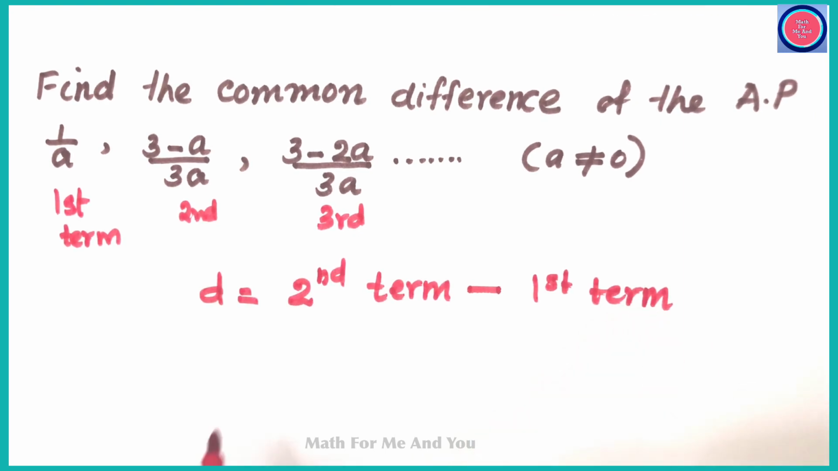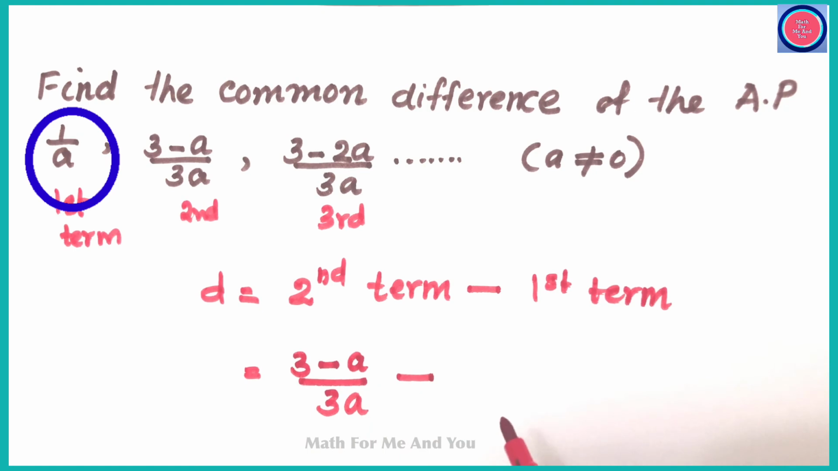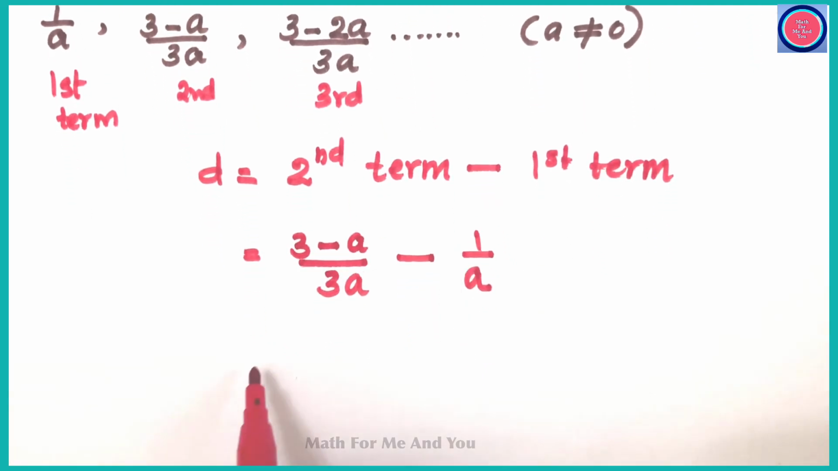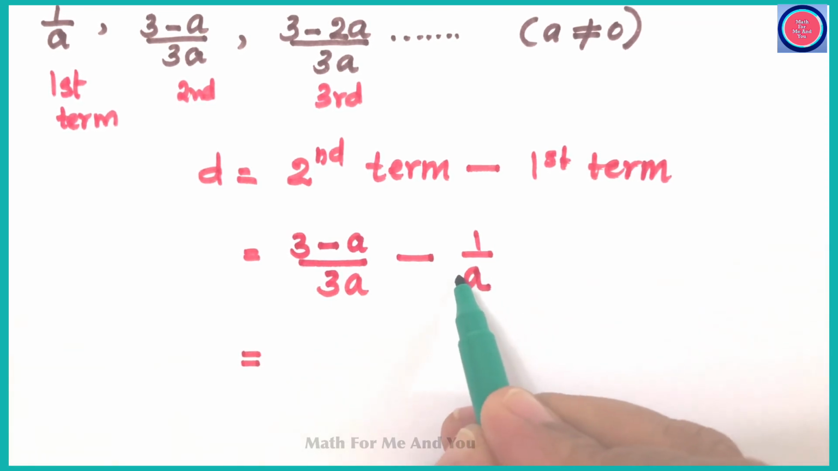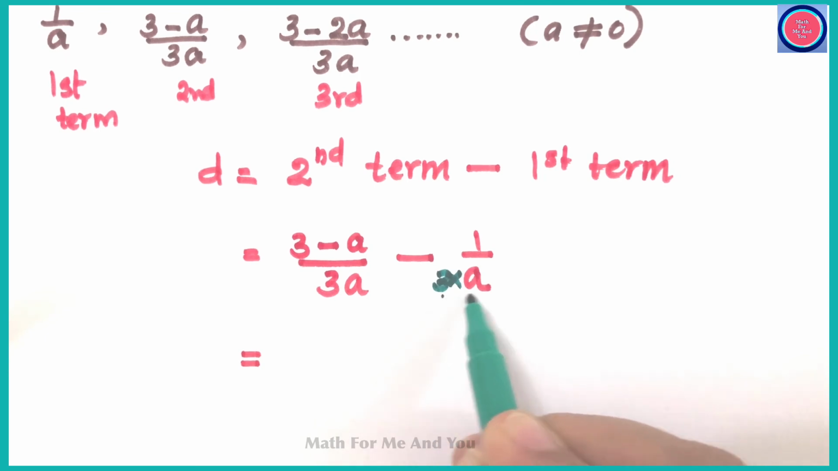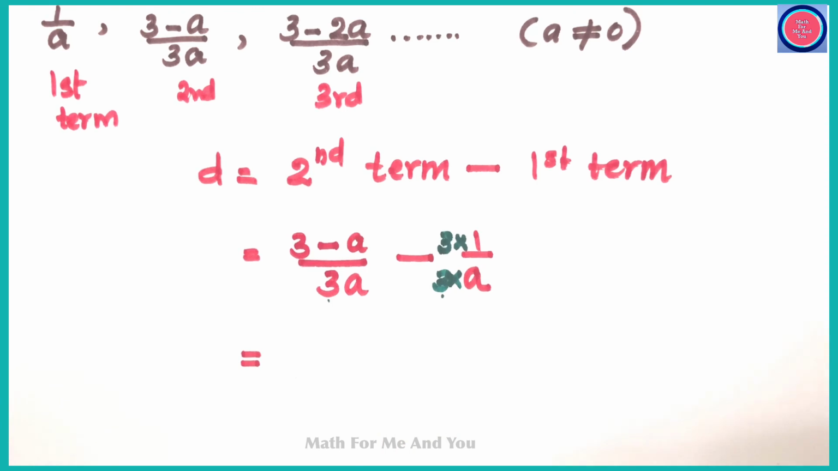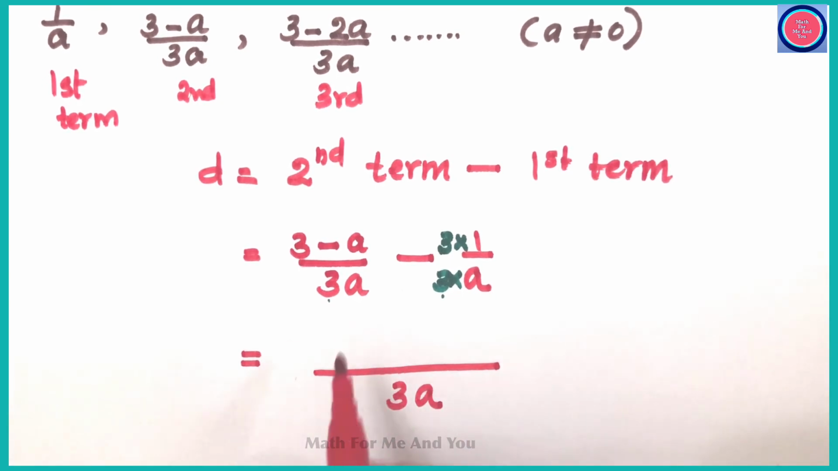Okay, let's put the values. Second term is (3 minus A) over 3A minus, what is the first term? 1 over A. And here we can see the denominators. They are different denominators. If we want to do subtraction, we need to get the same denominator. For addition and subtraction, we need the same denominator. So what can we do? The second denominator, we can multiply with 3, where numerator and denominator we have to multiply with 3, so that we get the same denominator 3A. We can write both the fractions with the common denominator 3A.